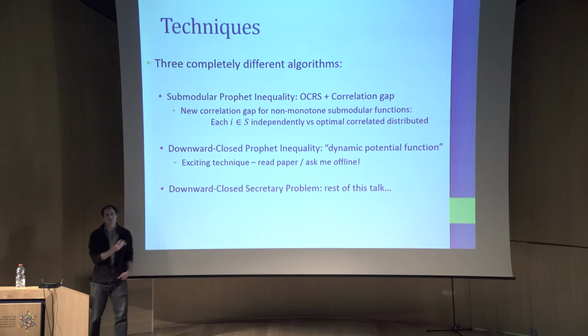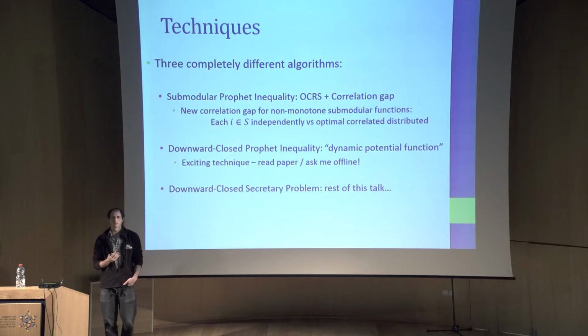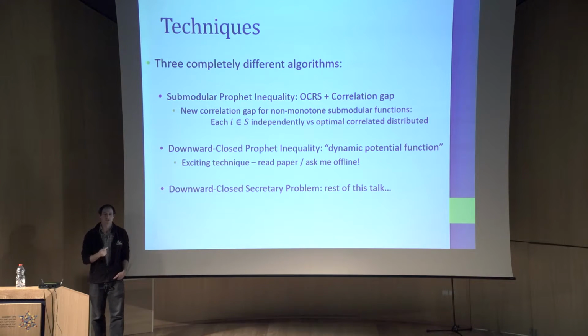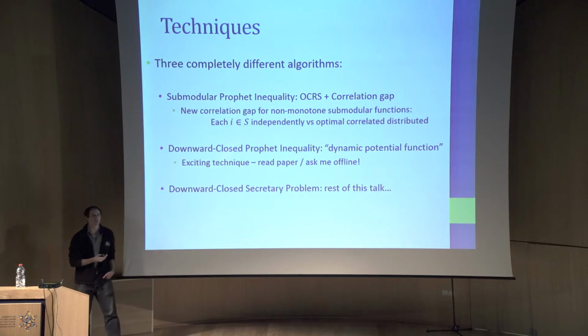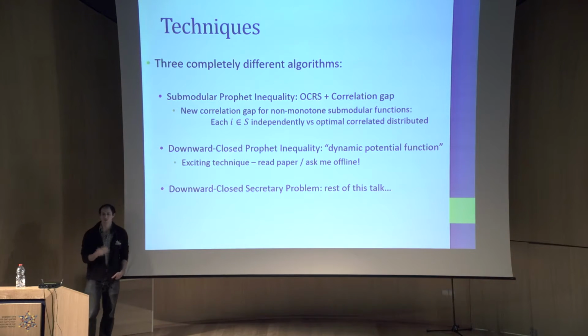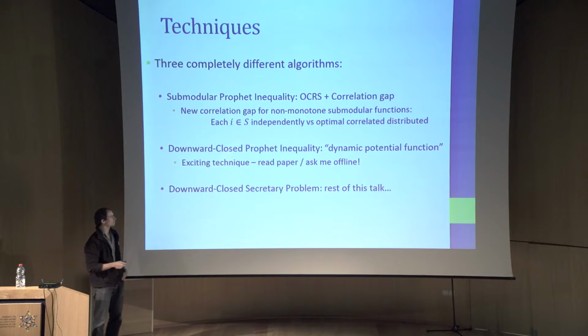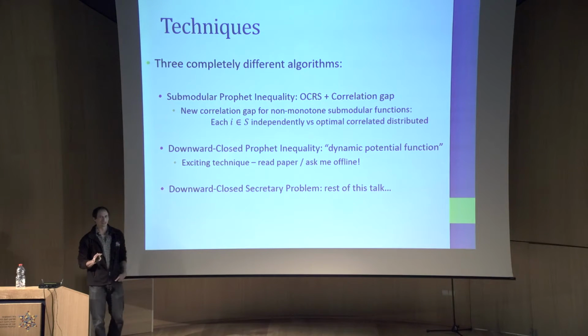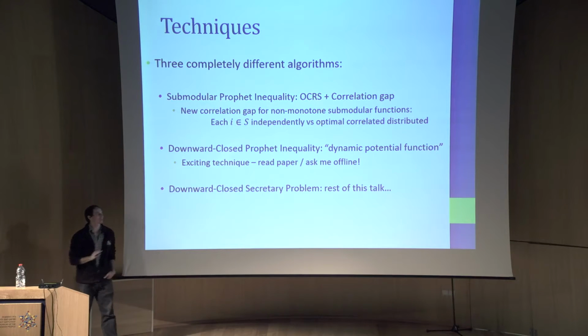And we show that up to a constant factor, if f is a submodular function, possibly non-monotone, these are the same, even though the correlated could be much better in principle. So that's the first algorithm. Okay, we're done. The second algorithm is probably my favorite algorithm of all of those.